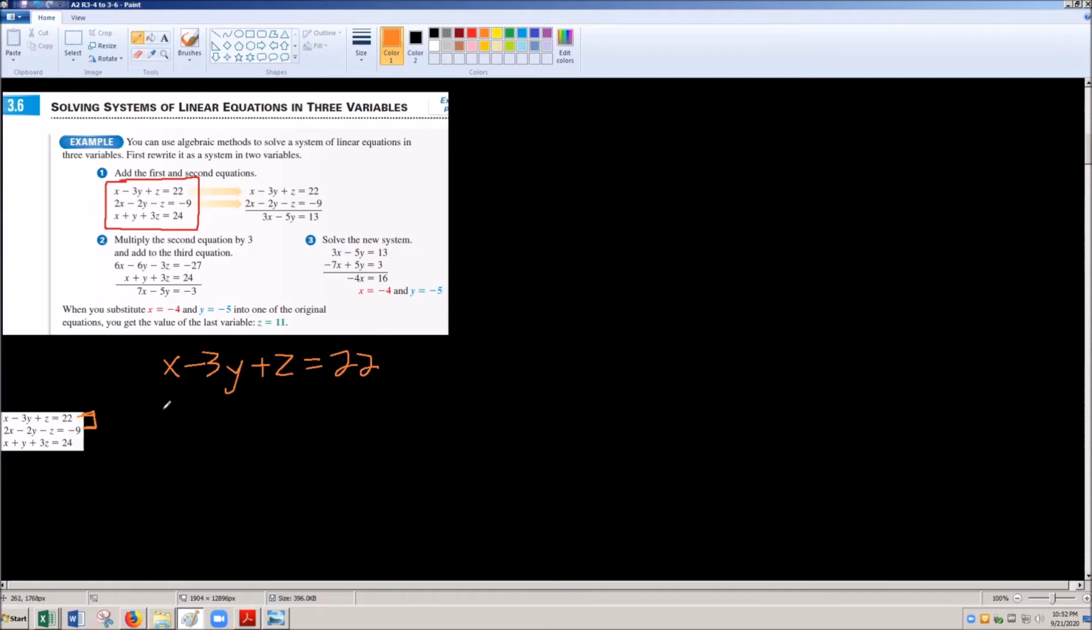22 there. We got 2x minus 2y minus z equals -9. So when I am setting this up, what I would like to happen is for my z's to cancel off. Now, do they cancel off as is right now without me modifying either of these equations? Yes, they do, which is pretty sweet. That's the least amount of work that I could possibly do.